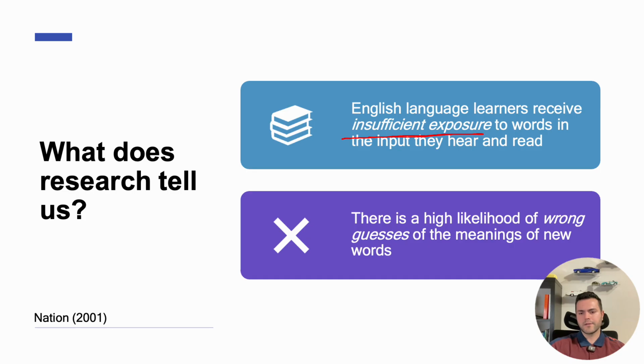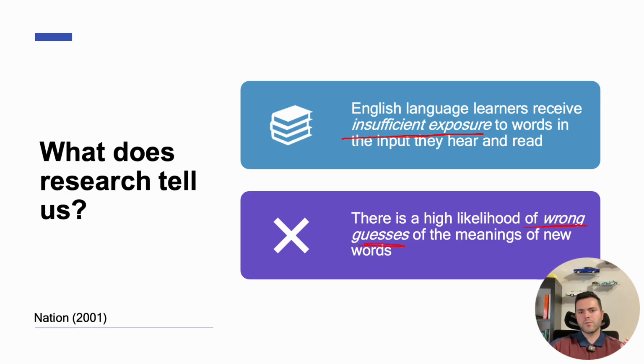Second, there is this wrong guesses issue. When learners try to infer meaning from context, there is a high likelihood of wrong guesses. Guessing isn't always reliable. If the surrounding context isn't clear enough or the learner lacks background knowledge, they might assign the wrong meaning. And that's not what the teacher is looking for, right? Because that incorrect understanding can stick. These two points challenge the assumption that exposure and guessing are always enough, because they tell us that we can't rely only on passive input or incidental learning when it comes to vocabulary.